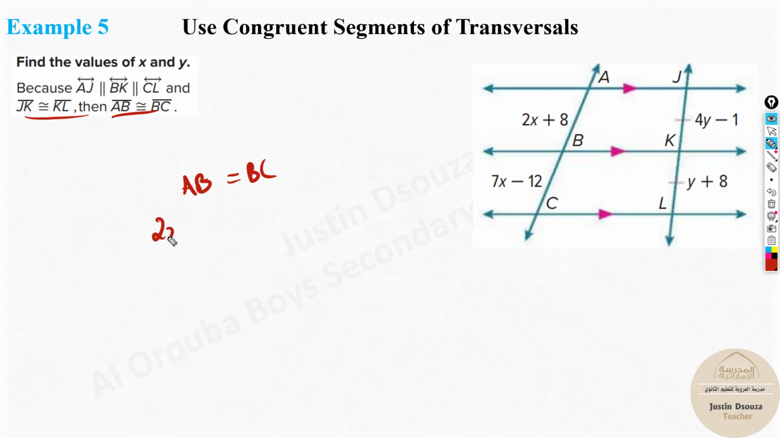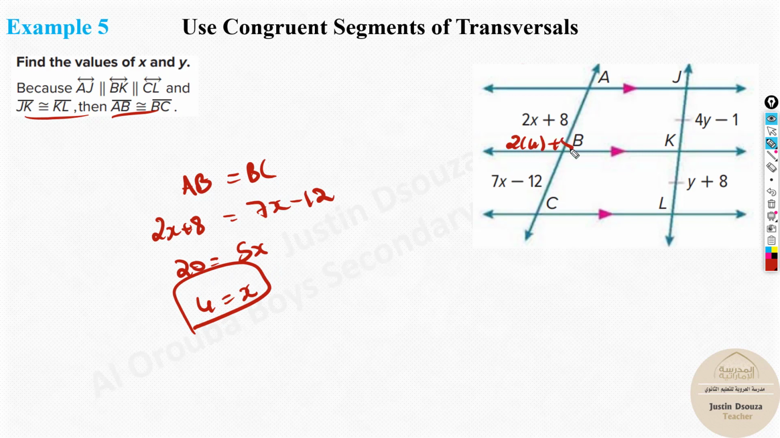So that would be 2x plus 8 equals 7x minus 12. Now if you solve this, 2x goes to the other side. It'll be 20 equals 5x, because 7x minus 2x is 5x, and it'll be 4 equals x. So the x value is 4. You substitute: 2 times 4 plus 8. 2 times 4 is 8, 8 plus 8 is 16. Same thing here, 7 times 4 minus 12. 7 times 4 is 28, 28 minus 12 is 16. So these would be the answers.